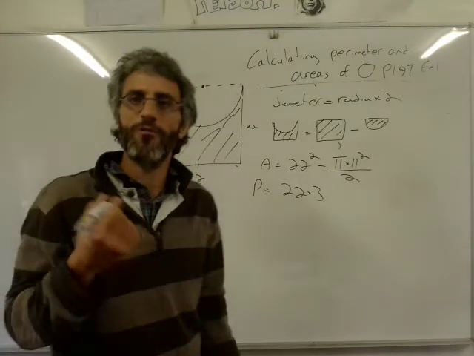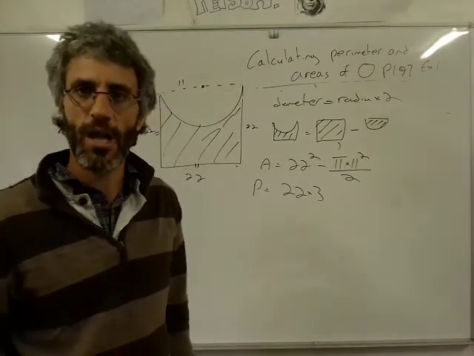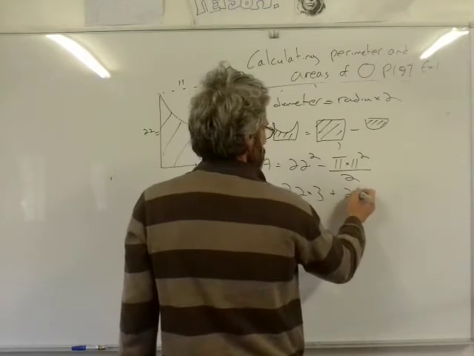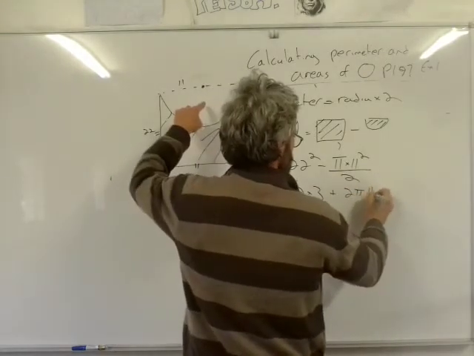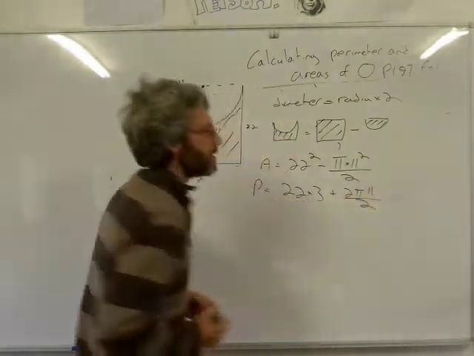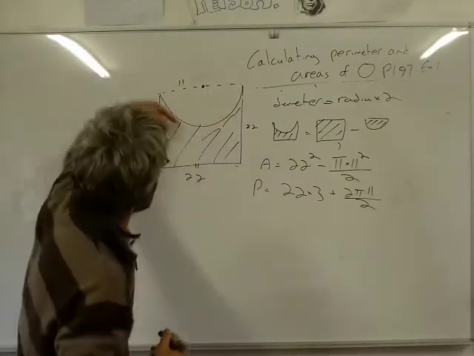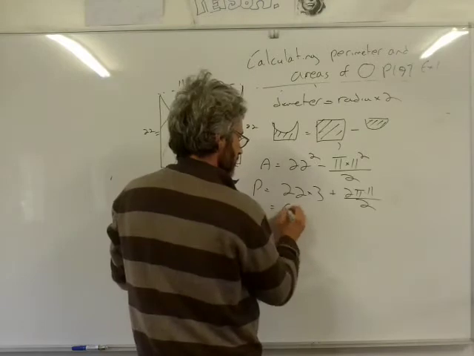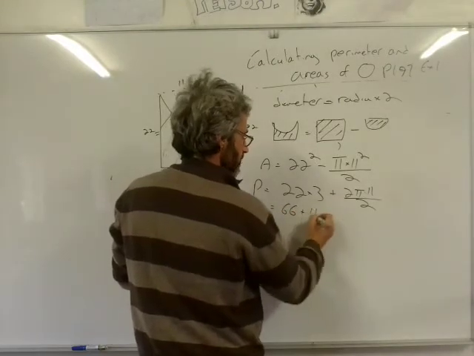That is the perimeter of a semicircle. And I know how to calculate the perimeter of a semicircle. I know that it is 2 pi times r, which is 11, but I have to divide by 2, because it's not the whole circle, it's just half of it. So the answer will be 66 plus 11 pi.